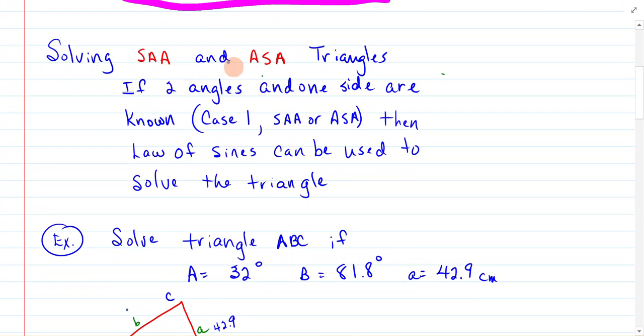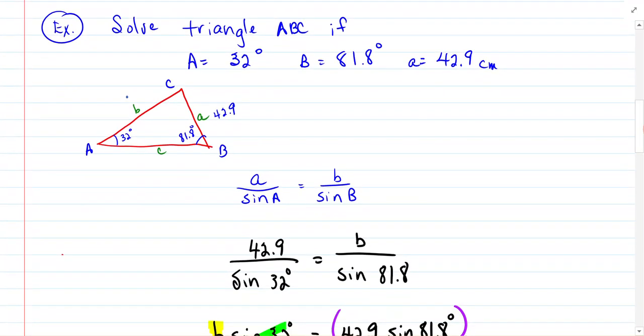Solving side-angle-angle and angle-side-angle triangles. If you know two angles and one side, then the law of sines can be used to solve the triangle. So let's look at what that means. Solve triangle ABC if angle A is 32 degrees, B is 81.8 degrees, and side a is 42.9. Remember that solve the triangle means find all the angles and the sides.